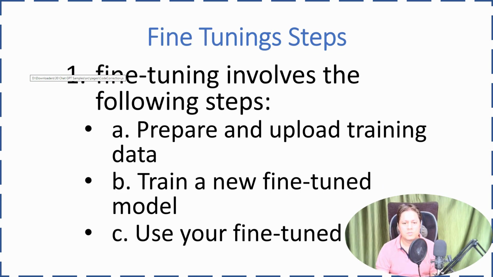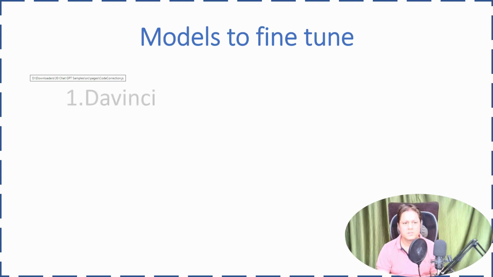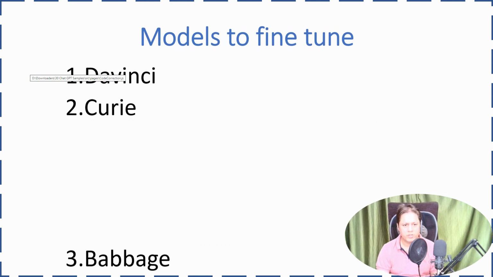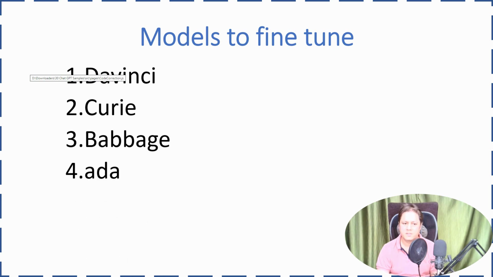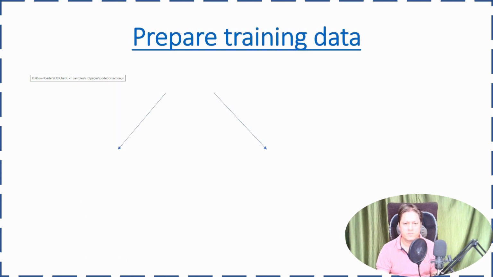So how do you do the fine tuning actually? Prepare and upload the training data. First of all, you need to prepare it. It is a JSON-L file, which I am going to explain in a bit, and then train a new fine-tuned model. There are 4 different models which can be fine-tuned, not all of them. After that, use your fine-tuned models. The first model is Da Vinci, second is Curie, third is Babbage, and fourth is Ada. So these 4 models can be fine-tuned.